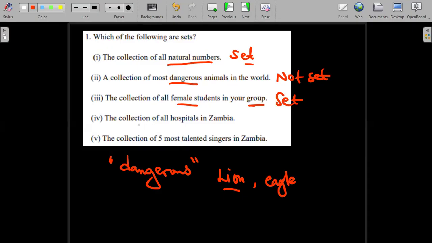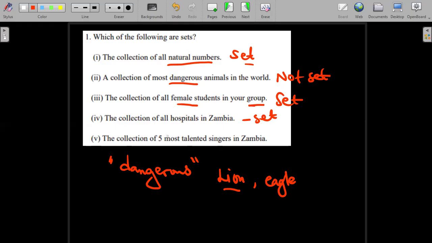Then we have part 4. Part 4 says the collection of all hospitals in Zambia. This is also well defined because I know what a hospital is, and I can count the hospitals and identify them. I know there's Levy, I know there's UTH, there's Mainasoko. So it's going to be a well-defined collection. So this also will qualify to be a set.